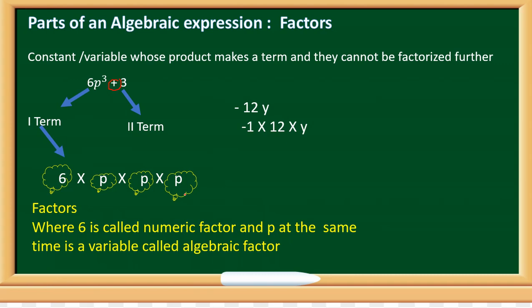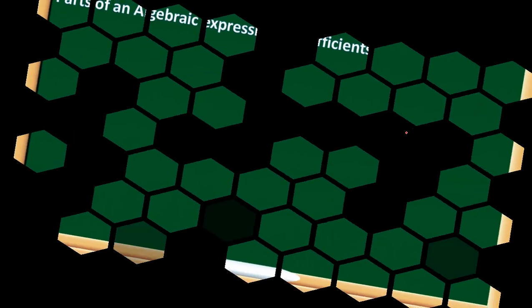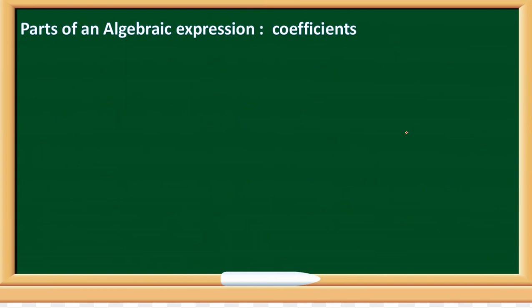Minus 12y, here this is also a term, minus 12y, in an algebraic expression. Now minus 12y we can factorize as minus 1 into 12 into y. Here minus 1, 12 and y are the factors. Similarly, if we consider xy minus 7, here xy is the first term, minus 7 is the second term.